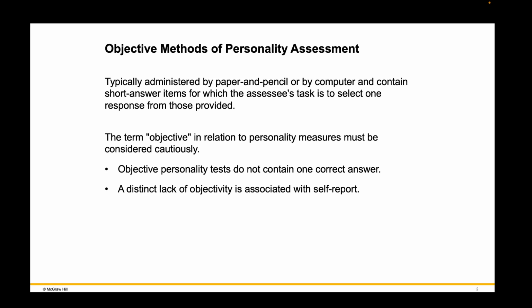So, objective siya, kaya lang natin siya sinasabing objective is because of the fact na may specific siyang construct na sinusukat, and at the same time there is an answer doon sa item or doon sa tinatanong mo. Pero this type of test, kahit na sabihin natin objective siya, it does not contain one correct answer. It contains, of course, a response that reflects the latent trait, but it doesn't mean that it's the correct answer. Okay?